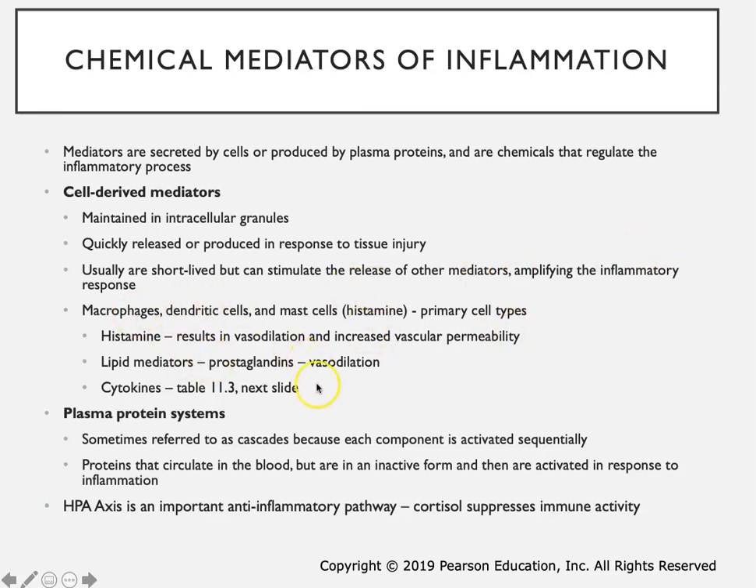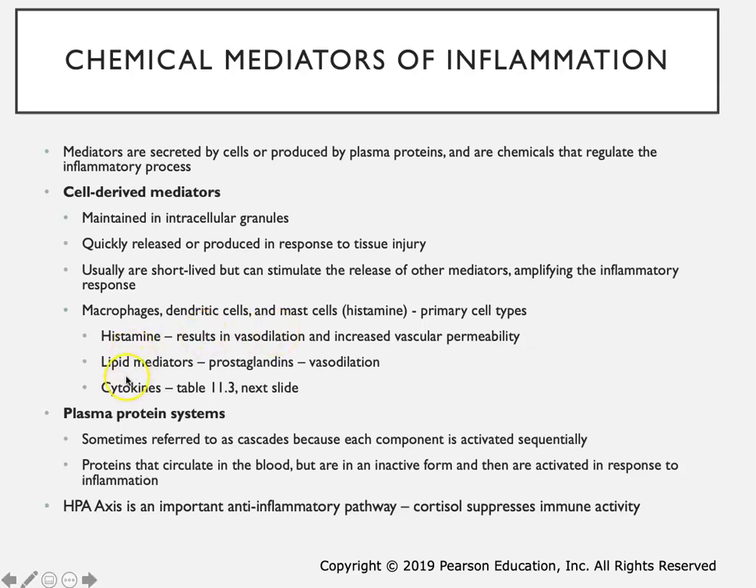So here are some more specific examples. Macrophages, dendritic cells, and mast cells are the primary cell types that will secrete histamine. You've probably heard of histamine before. When you think about allergic responses, it's going to involve histamine. Histamine will result in vasodilation and also increase vascular permeability, because again, you want to get these immune cells to that tissue, to the area where the wound is. So it's increasing that vascular permeability to allow those cells to enter that area.